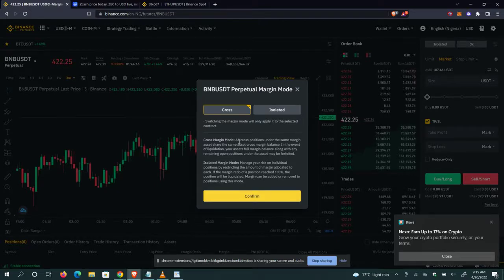So if let's say I did not set a stop loss, if the market does not hit my stop loss and I'm going at a loss, automatically I will get liquidated. So which means my money is going to be over. So cross is left for people who are professionals to me, who are willing to take huge risk. But for me, I don't do cross, I do isolated.